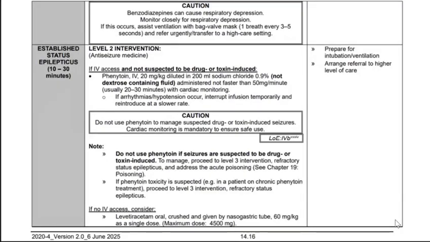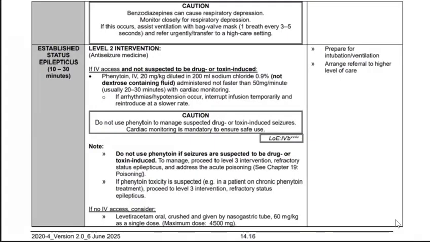So just an important note. For your phenytoin, it's 20 milligrams per kilogram, diluted in 200 ml of sodium chloride, so of normal saline. Do not put it into dextrose-containing fluid, and you must administer it no faster than 50 milligrams per minute. This usually correlates to between 20 and 30 minutes. Importantly, if your phenytoin goes in too quickly, you can develop cardiac arrhythmias and cause even more problems for your patients having status epilepticus.